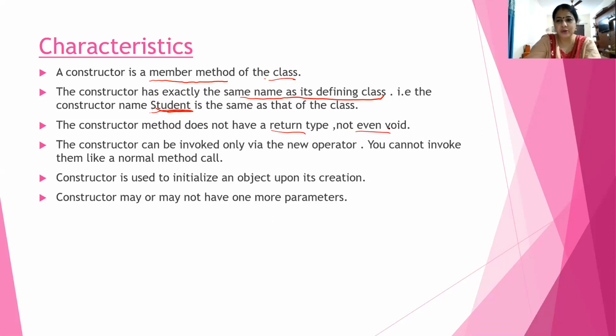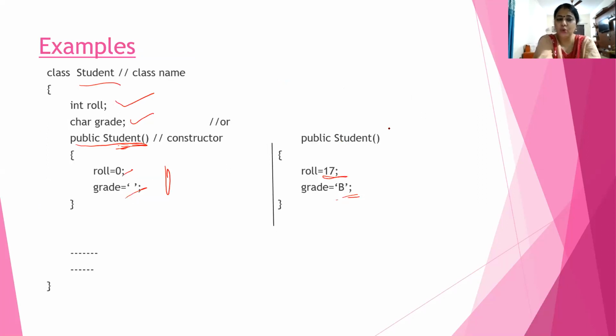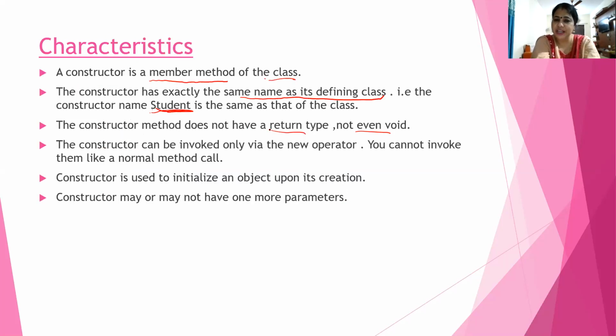The constructor method also does not have any return type, not even void. All of you have seen, go to the example again. I have written public, nothing else. I have not given any data type. In a normal method, if we do not return anything, we write void, which means the method does not return anything. That is the normal method. But before the constructor, we are not writing anything, not even void. So the constructor method does not have any return type, not even void.